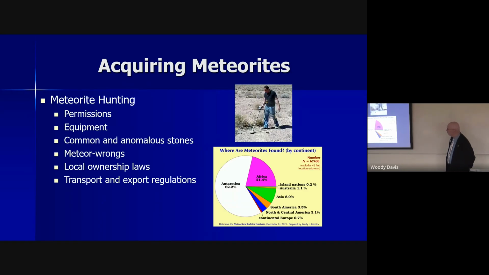Most of them are found in Antarctica, by the way, and that's a special case because Antarctic meteorites are by treaty to be used for research purposes only. But on the table, I do have an Antarctic meteorite that was collected before the treaty was signed.